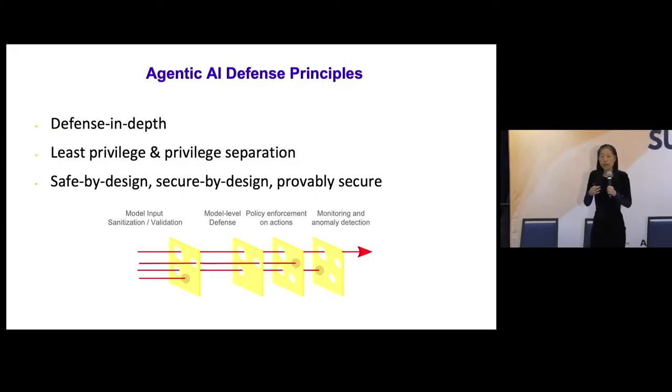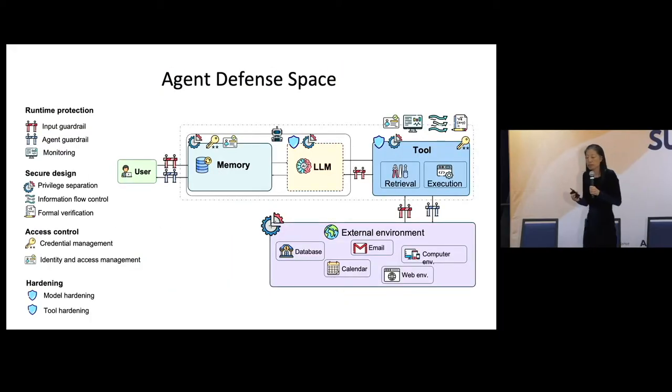So first, for agentic AI defense, we strongly recommend a set of principles, including defense in depth, least privilege and privilege separation, and also safe by design and secure by design, and ideally to provide provably secure solutions for agentic AI systems. And given the interest of time, I won't be able to go into all the different types of defenses that we need to actually develop and adopt in agentic AI defense.